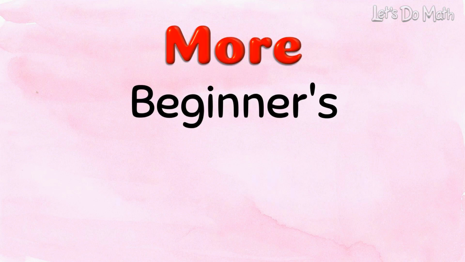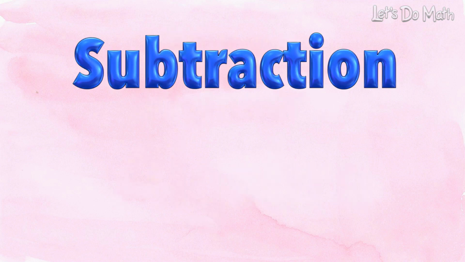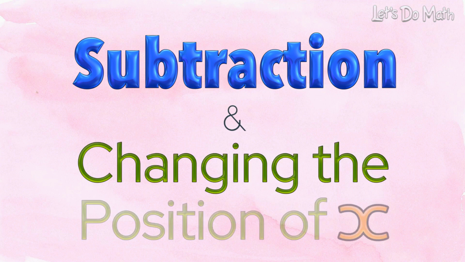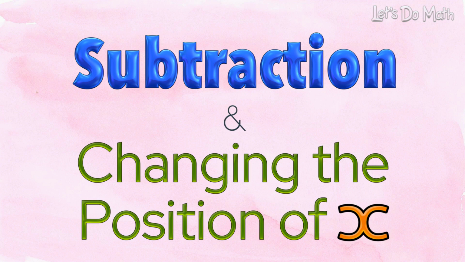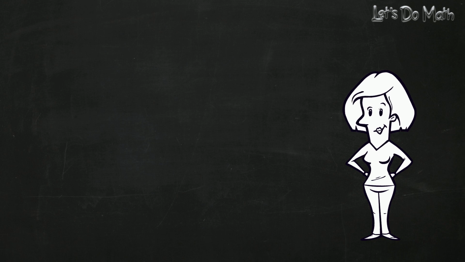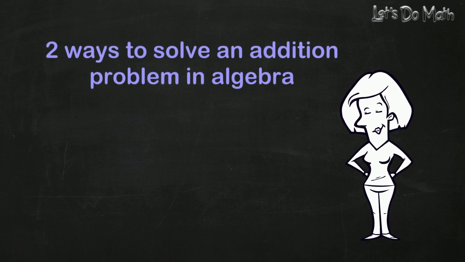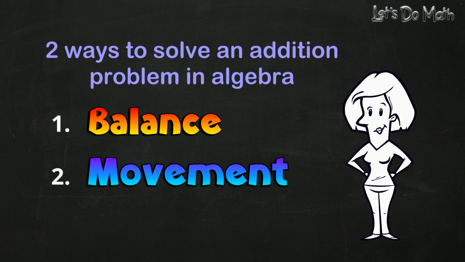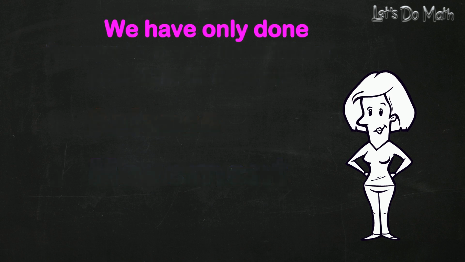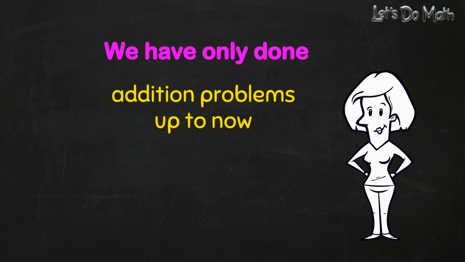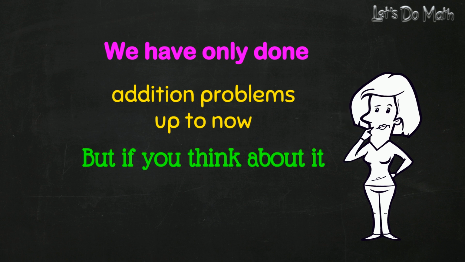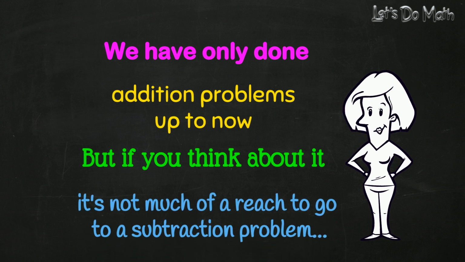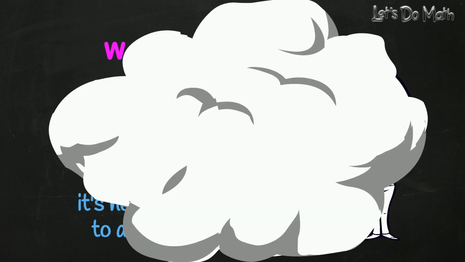More beginner's algebra: subtraction, and changing the position of x. So far, we've seen two ways of solving an addition problem in algebra, the balance method and the movement method. We've only done addition problems up to now, but if you think about it, it's not much of a reach to go to a subtraction problem.